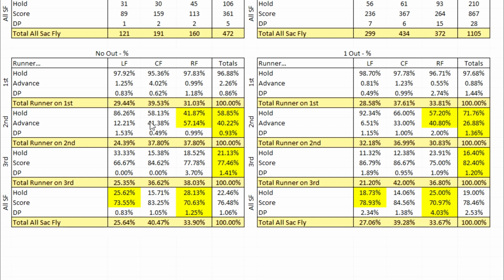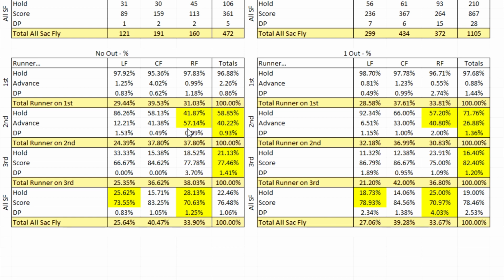So on balls hit to center, now we're getting to just over 58% of the time does the runner hold, and 41% of the time they advance. So now we're talking about greatly increasing the chances that the runner's going to advance with no outs and a fly out to center field. Likewise, balls hit to right, now the percentages have flipped. And so a fly out to the right fielder with a man on second and no outs, almost 60% of the time he's advancing now. And only just over 40% of the time does he hold. Which makes total sense because obviously third base is a lot further from right field than it is from left. So it makes sense that these percentages would go the way they are.